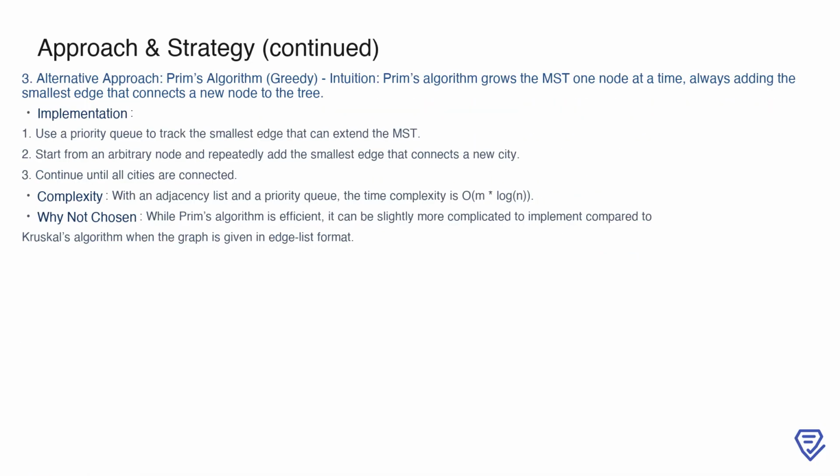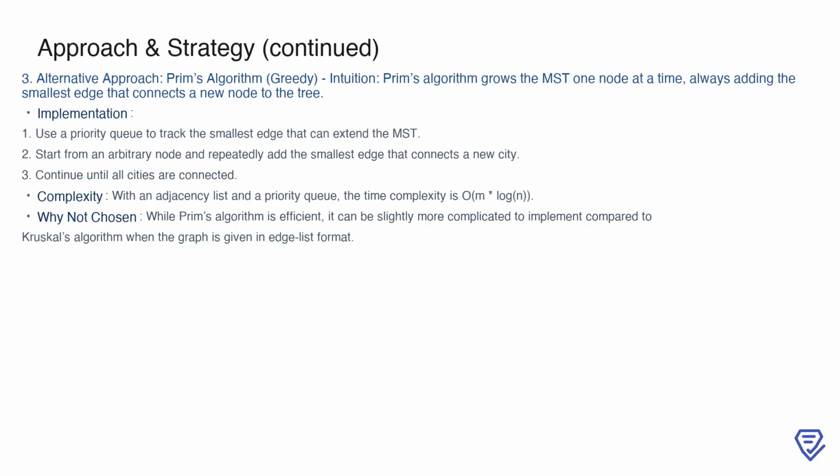Another viable option for solving this problem is Prim's algorithm, which also takes a greedy approach to building the MST. The key difference is that Prim's algorithm grows the MST one node at a time, always adding the smallest edge that connects a new node to the existing tree.